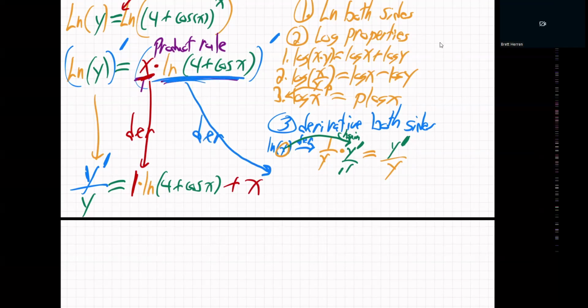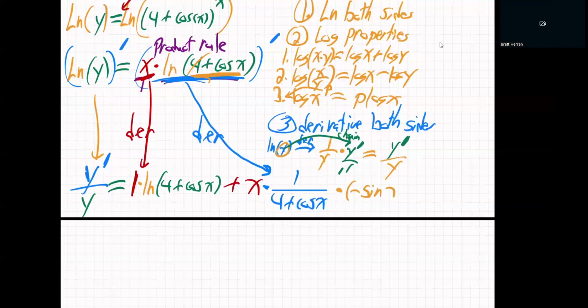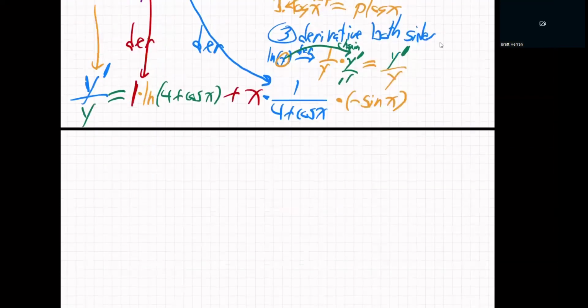How do you take the derivative of that? Well, with logs you always go 1 over the argument. But the chain rule says if the argument, what's inside, is not a simple x, you multiply by the derivative of the inside. The derivative of 4 is 0, and the derivative of cosine is negative sine. All right, so let's clean that up a bit.